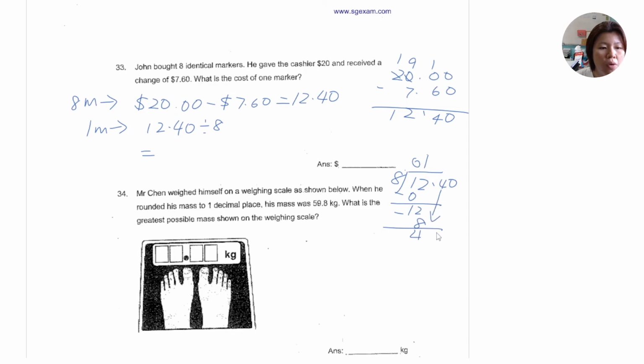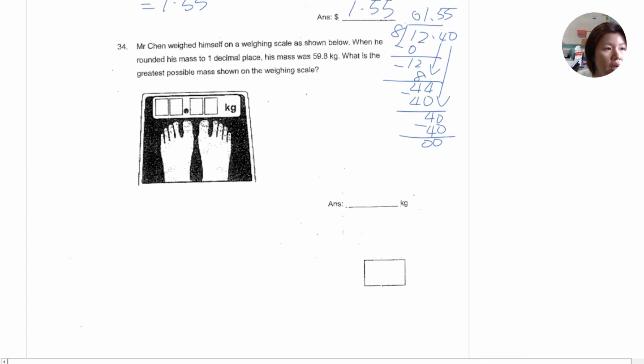Bring down my 4. 5 minus 40. Still 4. Carry 0. Minus 40. So it's $1.55. Okay, let's move down. Let me erase this.